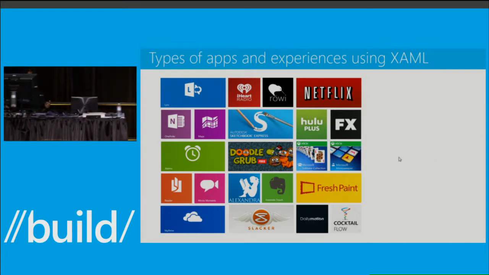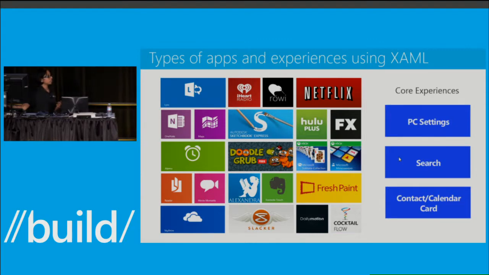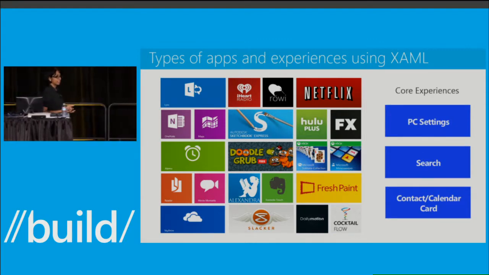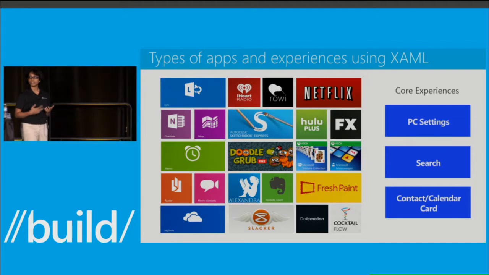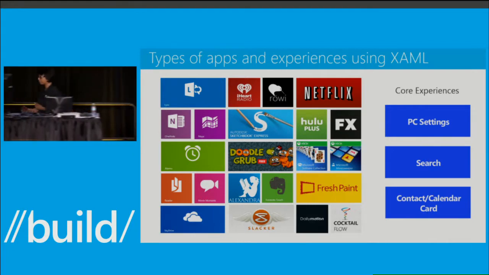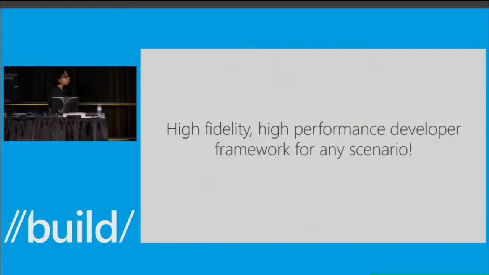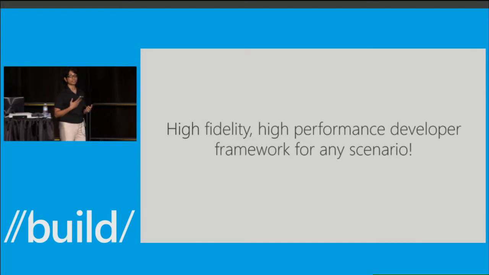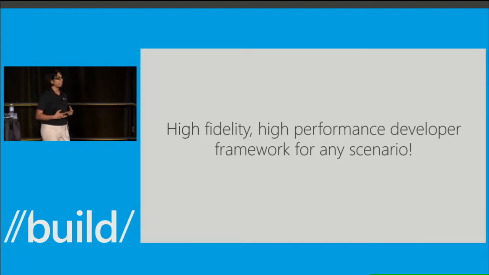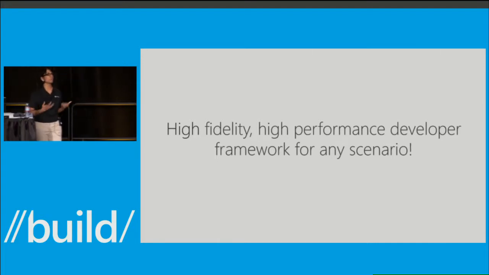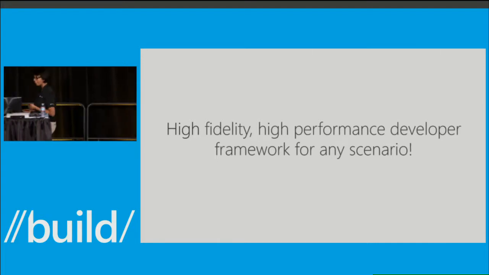So a lot of Windows core experiences actually use XAML. For example, the PC settings page, all the UI for that, the content, as well as the search experience, the new Bing integrated search experiences with the search results UI, all of that is built with XAML today. So really, the point I'm trying to make is that through XAML, we have tried to deliver this really robust, powerful, high fidelity and high performance developer framework that you should be able to take advantage of and use for any scenario that you might have in your app.